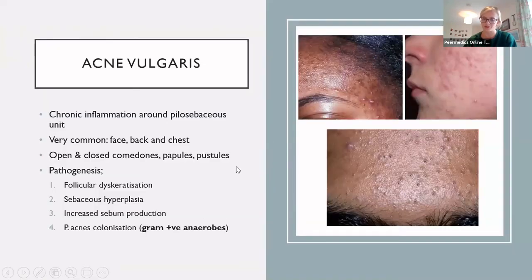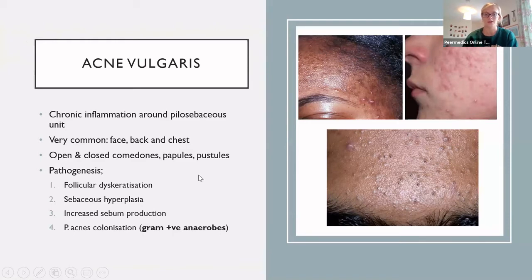Okay, I think this is where we left off. So acne vulgaris, as I said before, this was a picture that we got shown in our OSCE, and we had to describe it and talk through management options for it. Really common condition, so obviously it's good to know the common management for it.